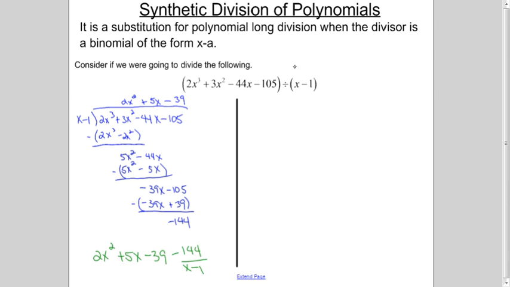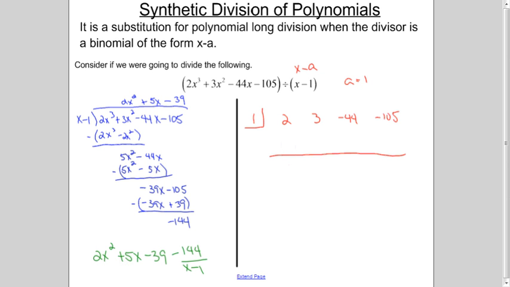So we're dividing by a binomial of the form x minus a, so a is just equal to 1. I'll set up my 1 with a little right angle around it, a common way of writing it. Then I'll use the coefficients of 2, 3, negative 44, and negative 105. Skip a line, draw a line, and then pull down my first number. You can also think of this as having a 0 here and adding down. Either works fine.